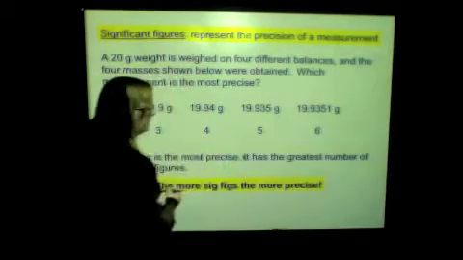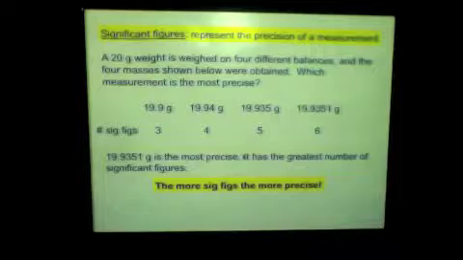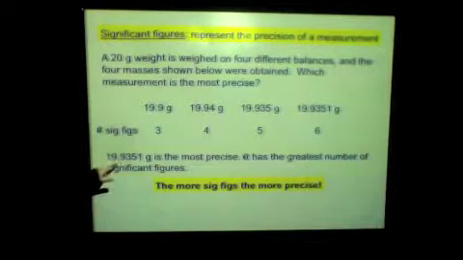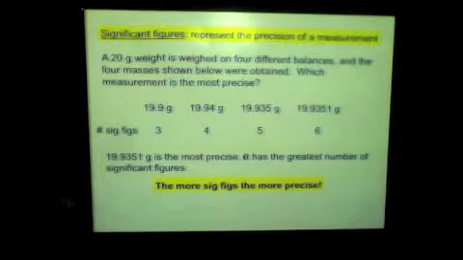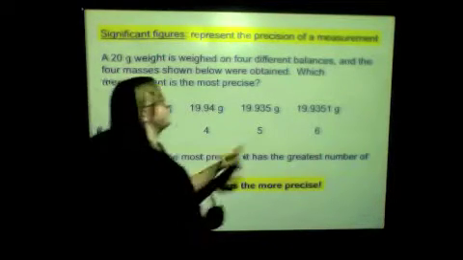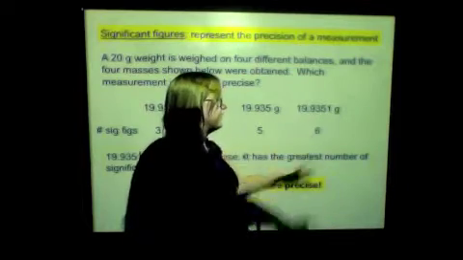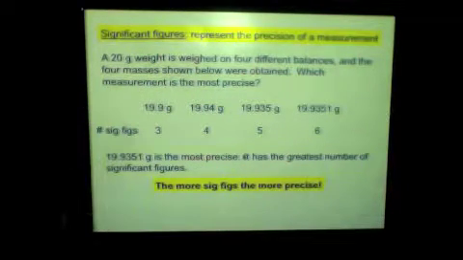So the number that's the most significant is going to be 19.9354. It is the most precise because it has the most numbers in it. It has the most decimal places. So the more sig figs, the more precise that measurement is.